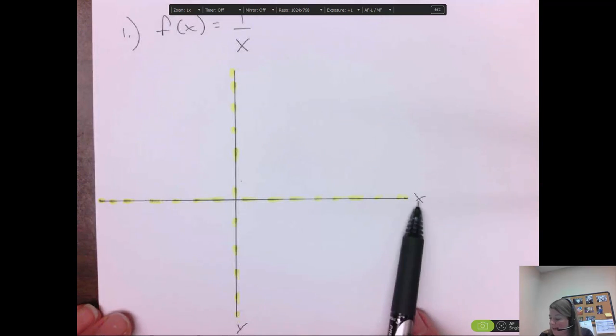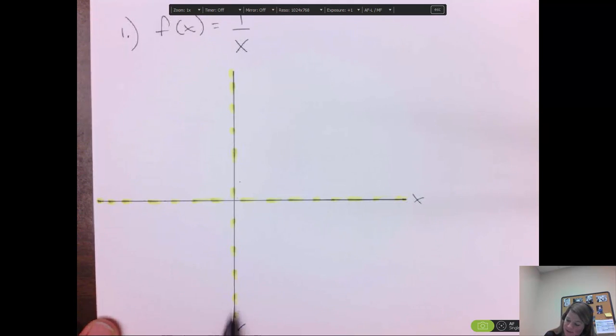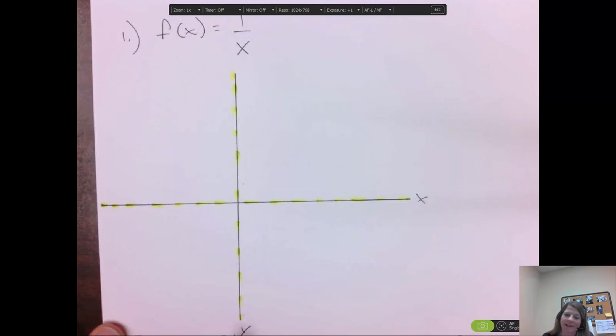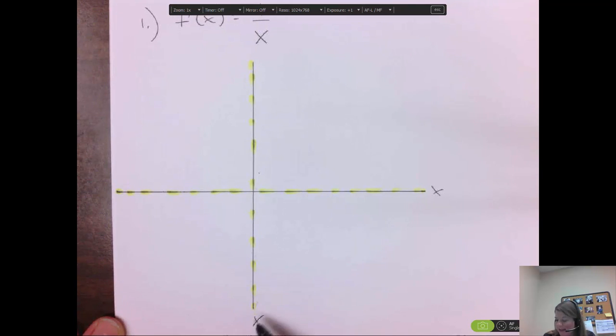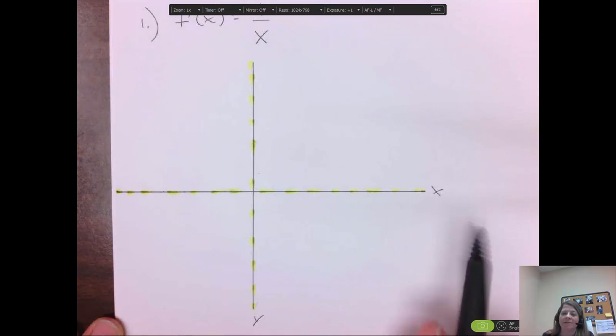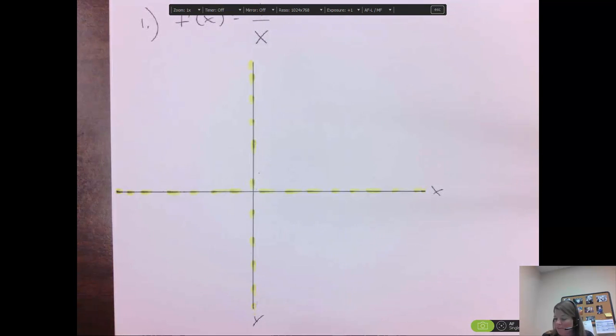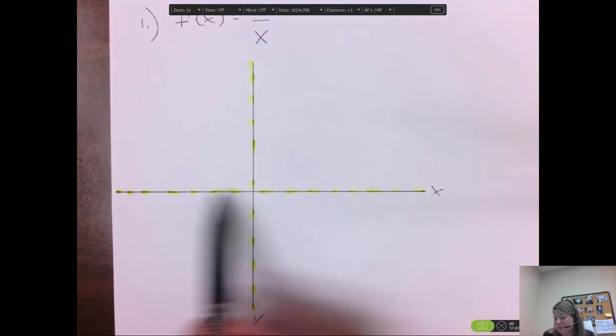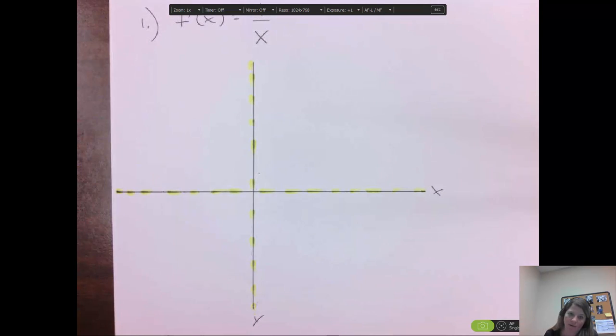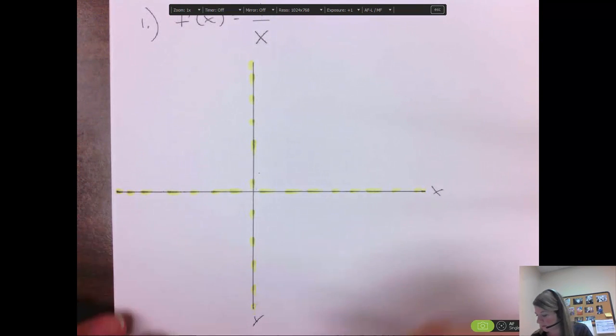Well, where is x 0? It's going to be along the line x equals 0, which is here, a vertical line. And then you can't ever get 0 out, so y can't ever equal 0 as well. So you end up being not able to cross x is 0 or y equals 0. Okay, so remember, horizontal is y equals 0. X is vertical. So those are our 2 asymptotes.